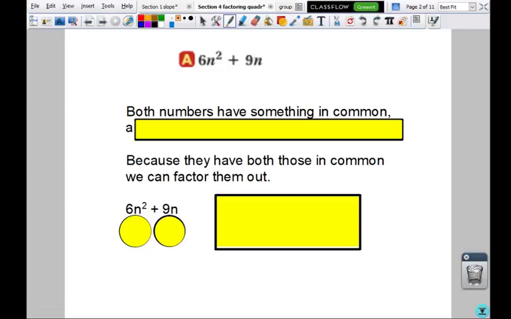So, what we're going to do, we can't do in-middle factoring, because like we talked about last week, for in-middle factoring, I need, in front of my n squared, that needs to be a 1. This one isn't a 1, so we can't do it. So I'm going to look here. Both of these numbers have something in common. Both of these have a factor of 3 and a variable n in common. Because they have both the factor of 3 and the variable n, we can factor out a 3 and an n, and then we're going to end up with something left over.